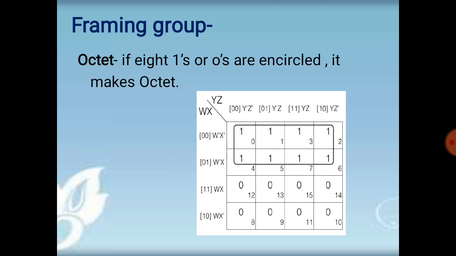Now octet. If 8 adjacent 0s or 1s are encircled, it makes an octet. See the picture. Here the first 2 rows make an octet.